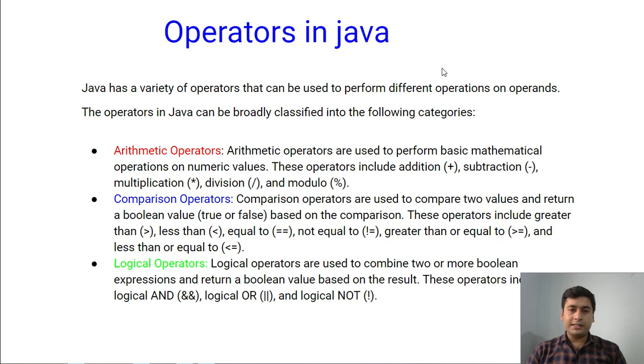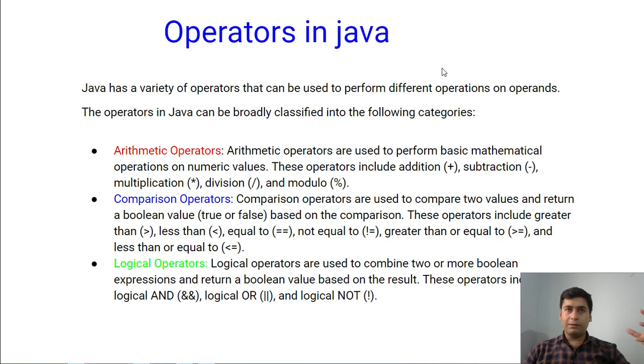The operators in Java can be broadly classified into the following categories. Okay, so here you can see the categories into which operators are classified. What do you mean by operators? An operator is something that does work on the operand. What is an operand? For example, I have a 10 and I have a 12.